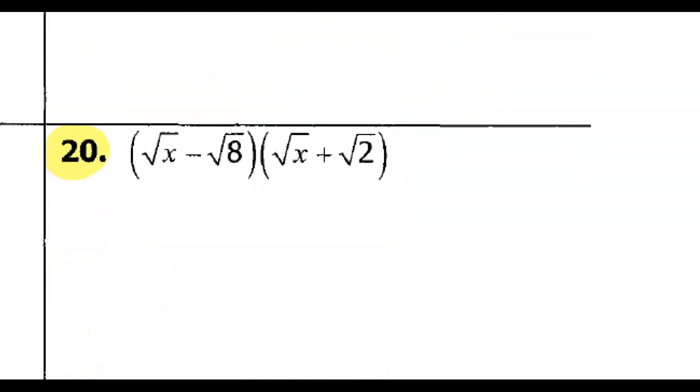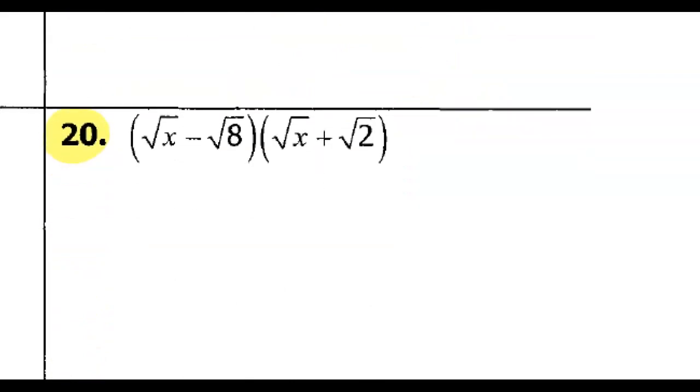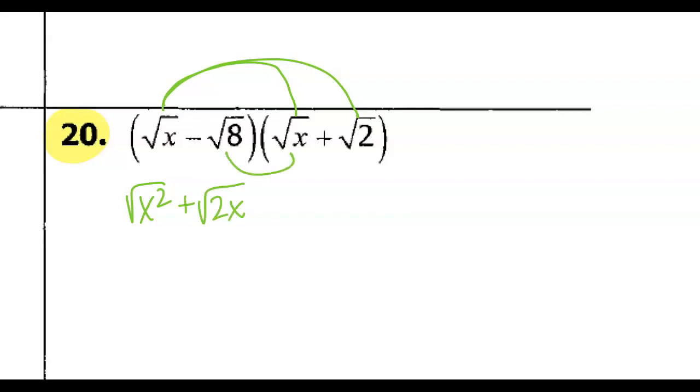Let's look at question 20. Question 20, we're actually going to multiply. So for question 20, the first thing I'm going to do is I'm going to distribute. So we're going to make this a square root of x squared plus the square root of 2x, because you're just multiplying radicals, negative square root of 8x, and then the negative square root of 16.